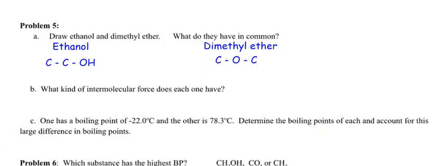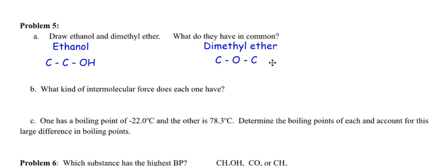Problem number 5 says draw ethanol and dimethyl ether. What do they have in common? All right, so here I have ethanol, which is a carbon with an OH, and dimethyl ether, which is a carbon, oxygen, carbon. So what do they have in common? Once again, because it's really messy, I left all the H's off the carbons. There's 3 H's here, 2 H's here. There's 3 H's here and 3 H's here. What they have in common is the same molecular formula. They both have 2 carbons, 6 hydrogens, and 1 oxygen. Okay, so they have the same molar mass. That's what they have in common.